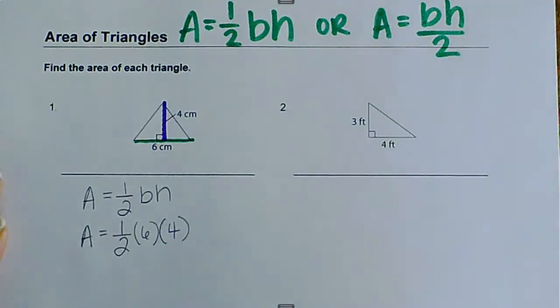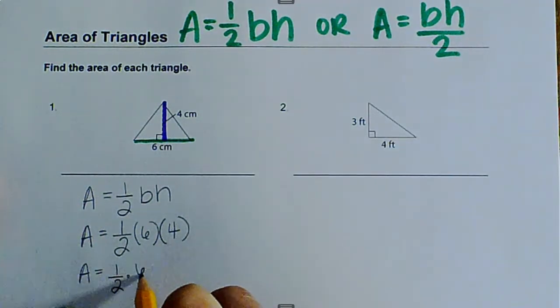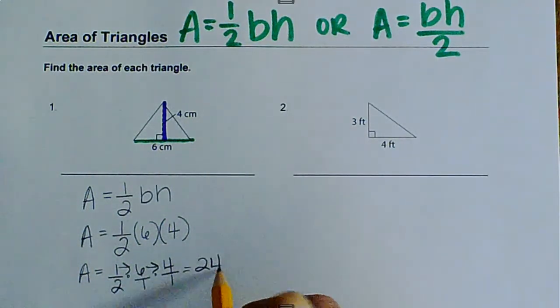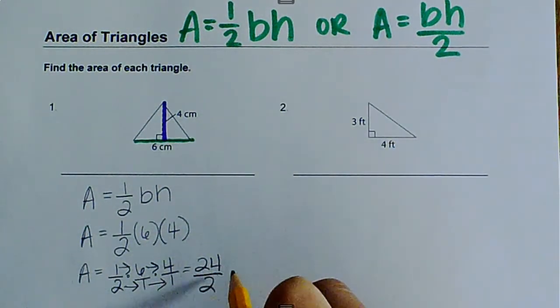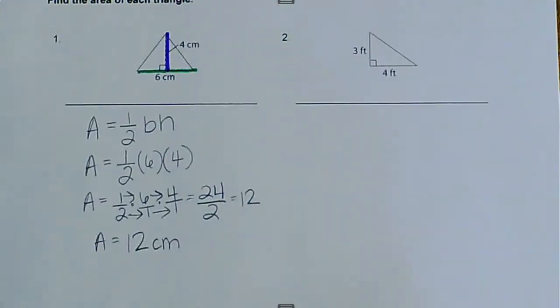Then I'm going to multiply this out. These are whole numbers, so in order to multiply, I have to make them into fractions: 1/2 times 6 over 1 times 4 over 1. Now I can multiply straight across. 1 times 6 is 6, and 6 times 4 is 24. 2 times 1 is 2, and 2 times 1 is still 2. So I end up getting 24 over 2, and 24 divided by 2 equals 12. So our area equals 12, and please don't forget your units: centimeters squared.